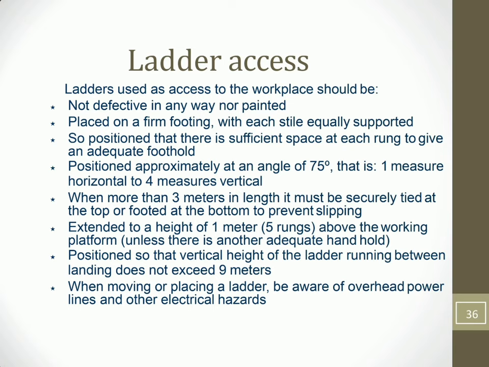The next one, positioned so that there is sufficient space at each rung to give an adequate foothold. Positioned approximately at an angle of 75 degrees, that is one measure horizontal to four measures vertical. And the next one, when more than 3 meters in length, it must be securely tied at the top or footed at the bottom to prevent slipping, extended to a height of 1 meter, 5 rungs above the working platform. That is also something we need to consider.